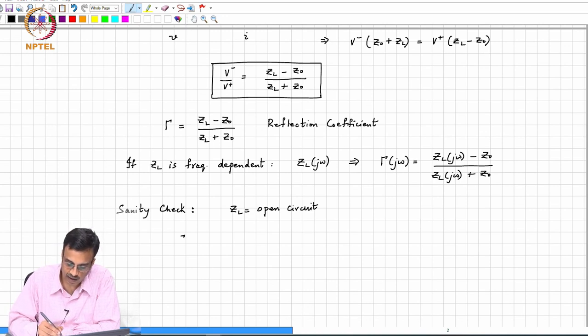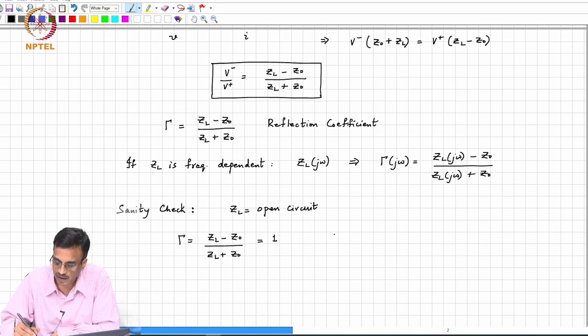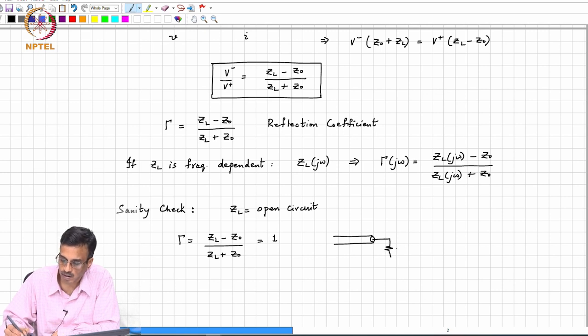So in this case, gamma, our formula is telling us that gamma, which is ZL minus Z naught by ZL plus Z naught, is simply plus 1 because ZL tends to infinity, right? And why does that make intuitive sense? At the end of the transmission line, where we had ZL being infinity, we have an open circuit.